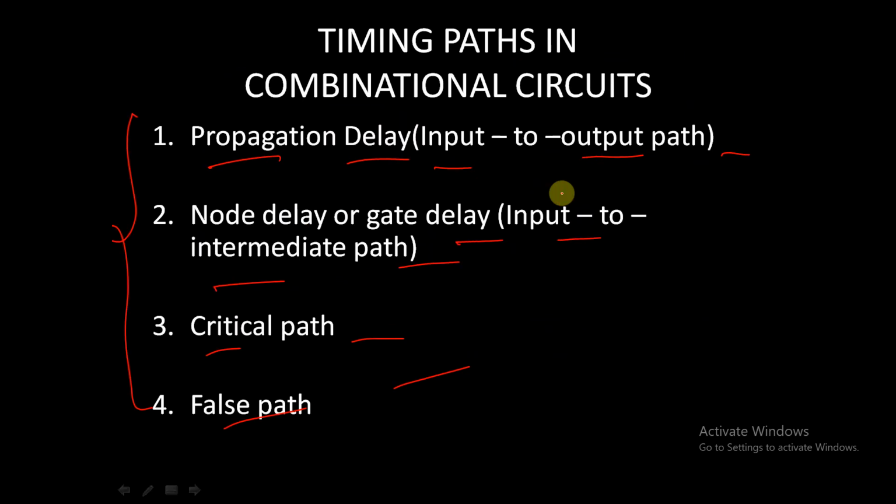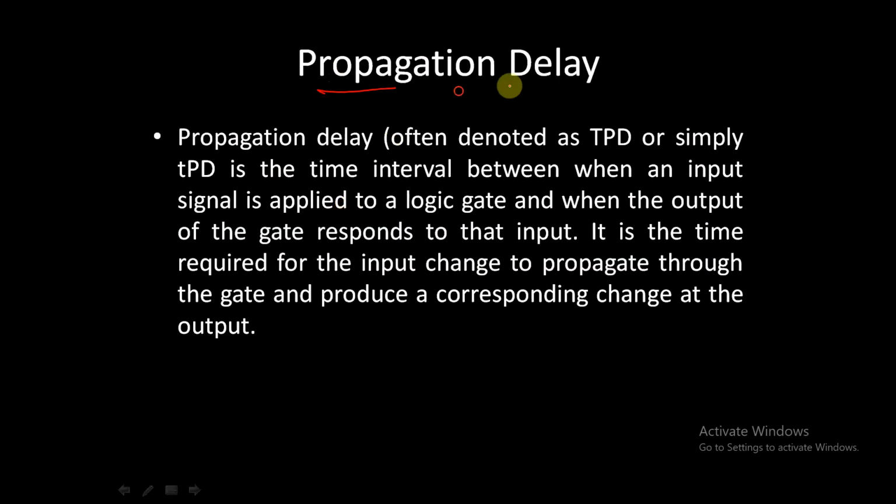So basically these are the timing paths involved in combinational circuits. First, these are the delays. One is propagation delay, and second is node delay or gate delay. Next, we are going to learn what is meant by critical path and false path. After learning this, we will come back to this circuit again. Now, coming to the propagation delay.